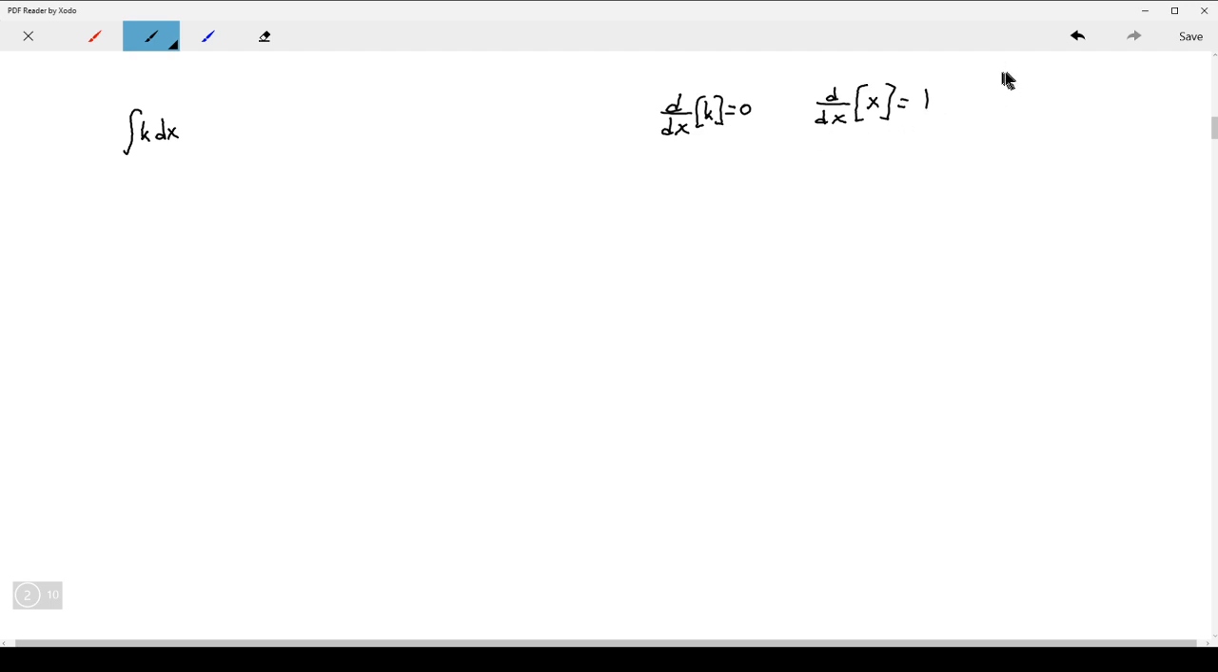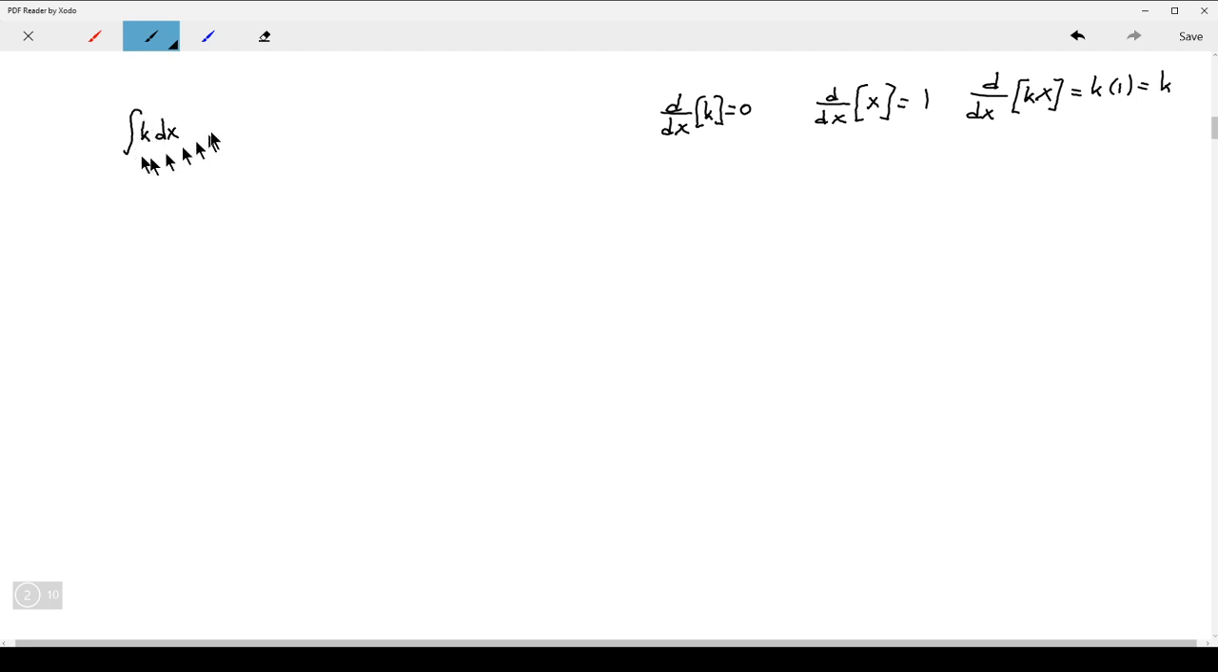So let's try one more. Let's go one step up here and say the derivative with respect to x of a constant times x. What is that? Well, that is the constant times 1, which is the constant. All right, so when I take the derivative of kx, I get k. Well, that's what I need.